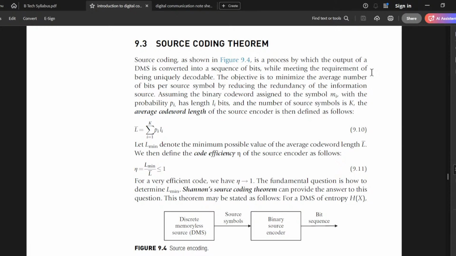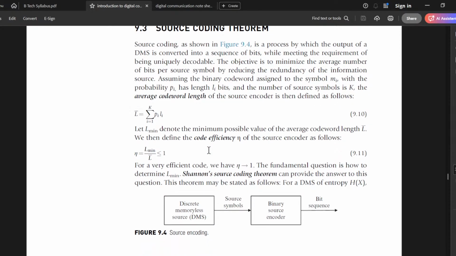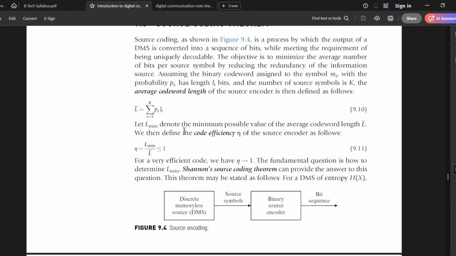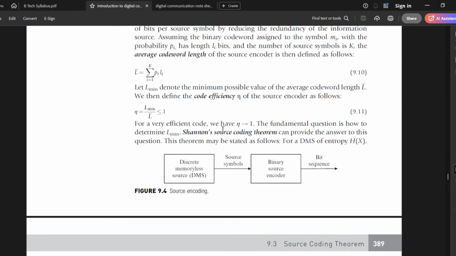Source coding was a process to convert a DMS into a sequence of bits, while being uniquely decodable. The objective is to minimize the average number of bits by reducing the redundancy. Assuming that, the ratio of minimum to actual length is the efficiency, and it should be less than or equal to 1. If it is 1, then how to determine it? Shannon's source coding theorem can provide the answer to this question.